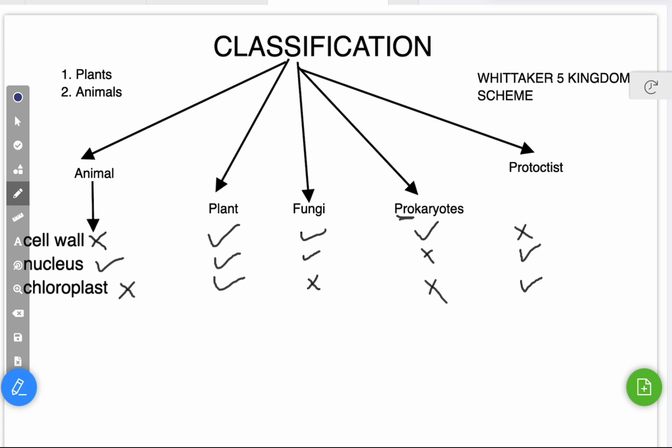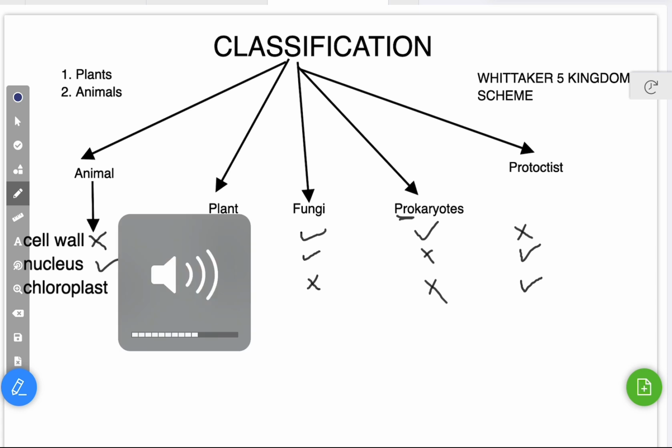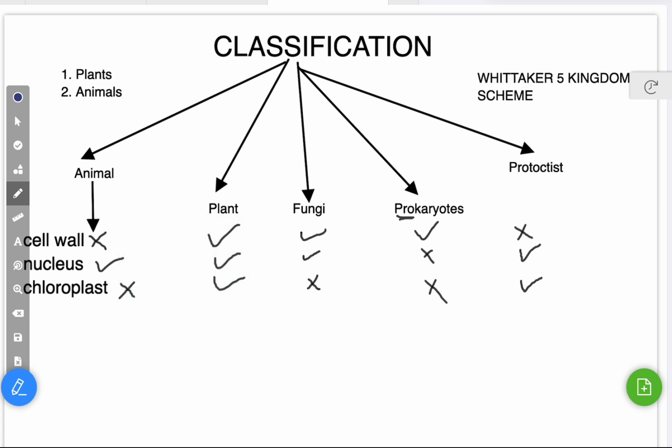So this is known as the Whittaker 5 kingdom scheme, in which these organisms are classified on the basis of 3 features. Number 1, whether they have a cell wall, whether they have a nucleus, or whether they have chloroplast. And I've shown this on the screen that there's animals, plants, fungi, prokaryotes, and protists. So these are all the features.